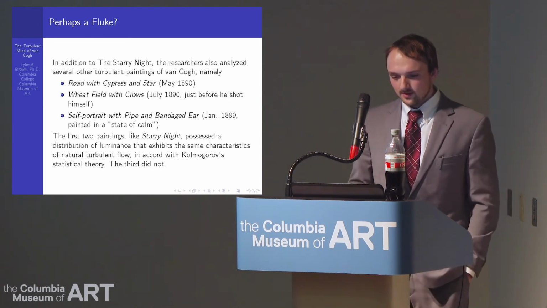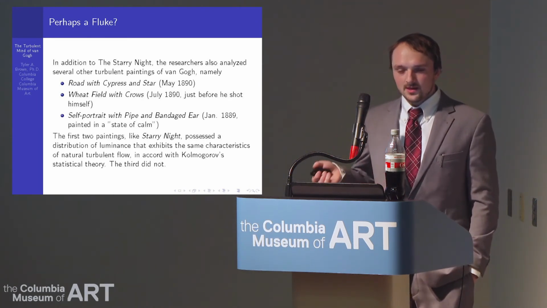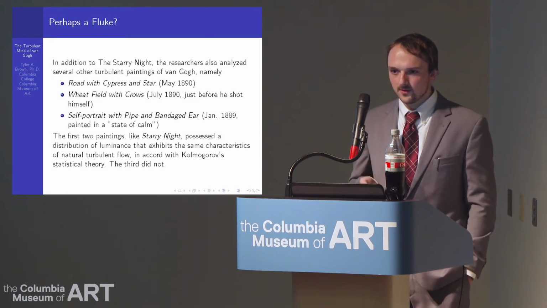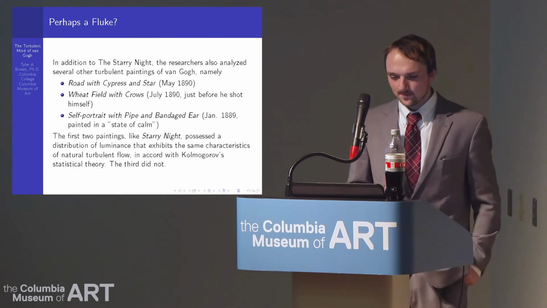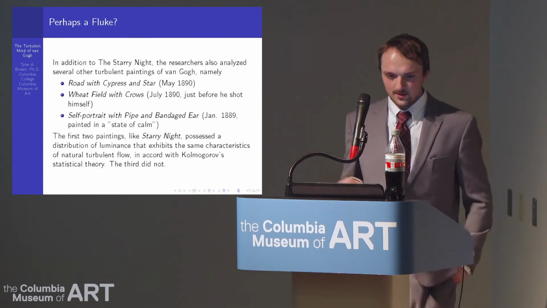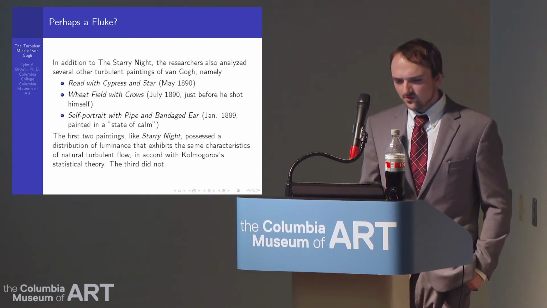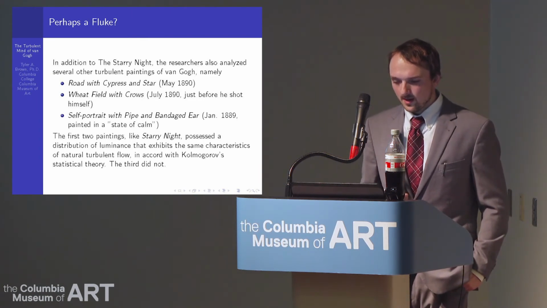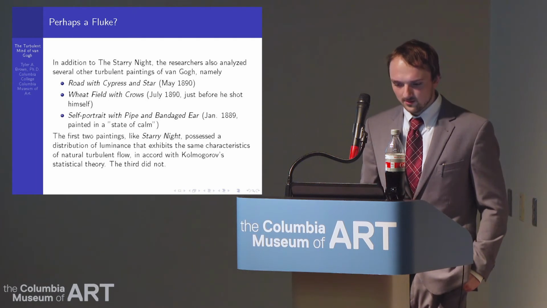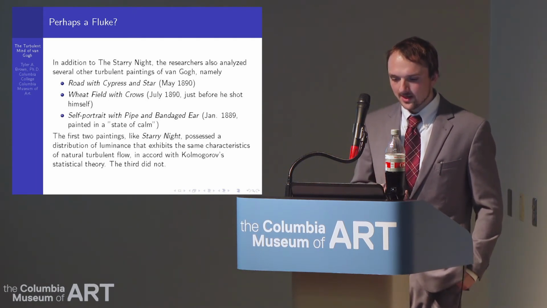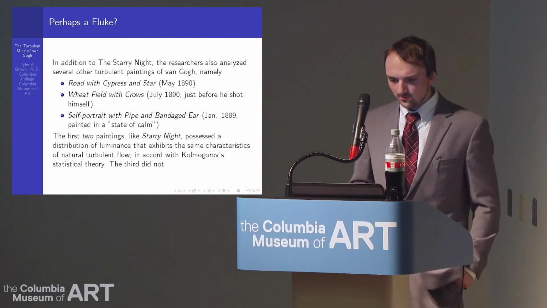But because he was in a particular state of calm, he did not paint something that models turbulence flow as well, which is fascinating. So when his madness was at its peak, he painted perfect turbulence. Near perfect turbulence. There was another one of his paintings as well that modeled perfect turbulence that they studied. They used the exact same statistical analysis on that one as well.